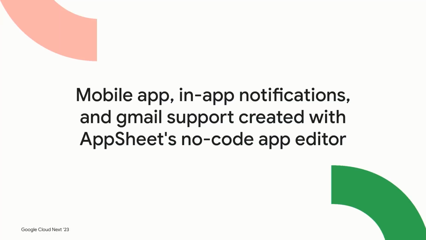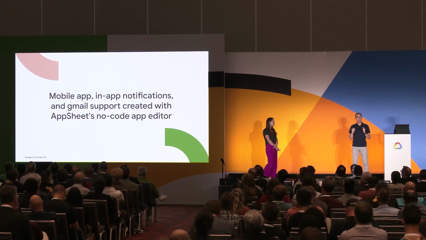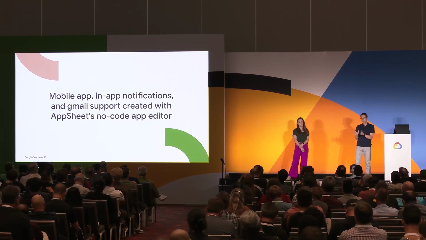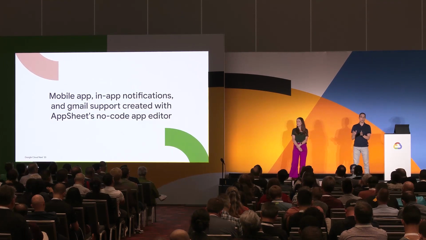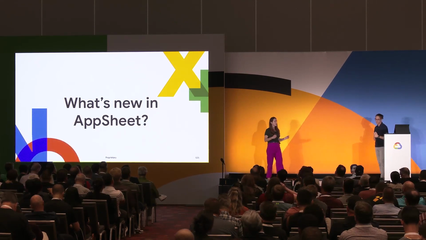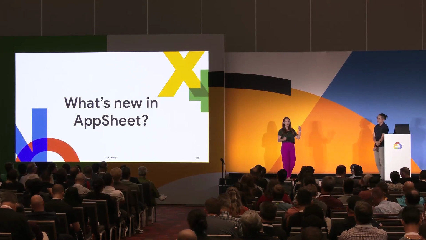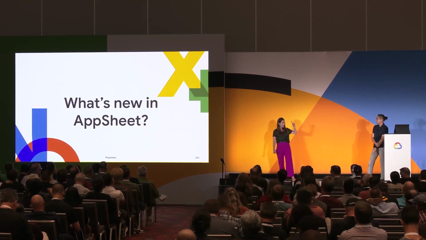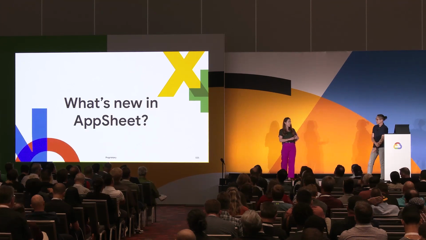So with these 3 short videos, we've showed you how you can get a mobile app, in-app notifications for the staff members, but also Gmail support for the manager, all of that provided by AppSheet and its no-code app editor. So cool. I love it. And one of the things I really want to emphasize is that you got all of those capabilities without needing to write any code. You got it simply by clicking on Create App, and it all sort of came with AppSheet.